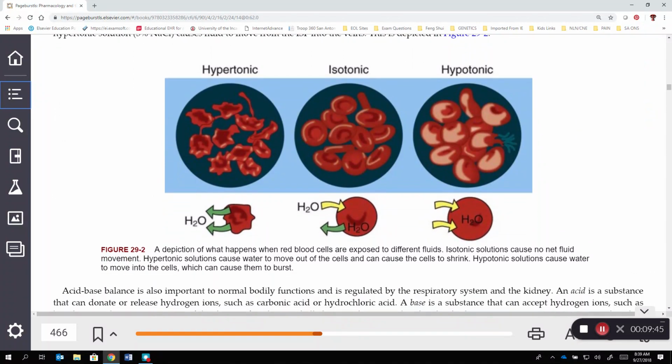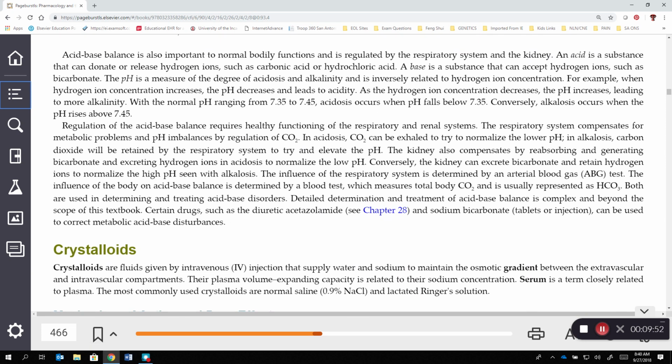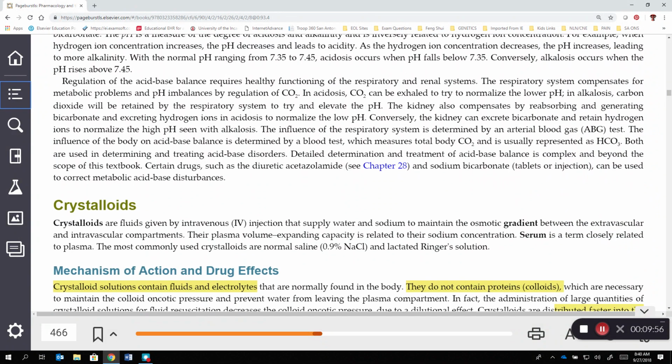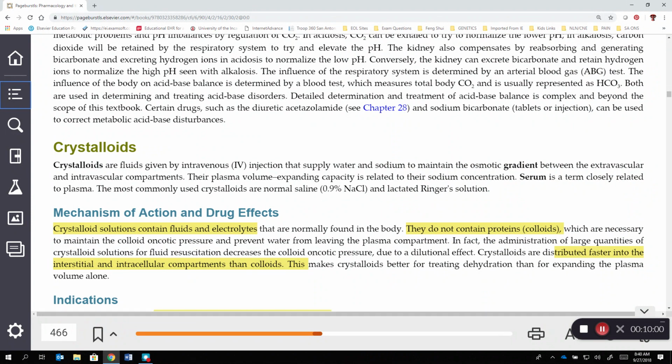All right, so there's a little picture to demonstrate hypertonic, isotonic, and hypotonic situations with the red blood cells. It goes into acid-base balance here. We're not covering that just yet as our concept. We're still working on fluid and electrolyte balance.